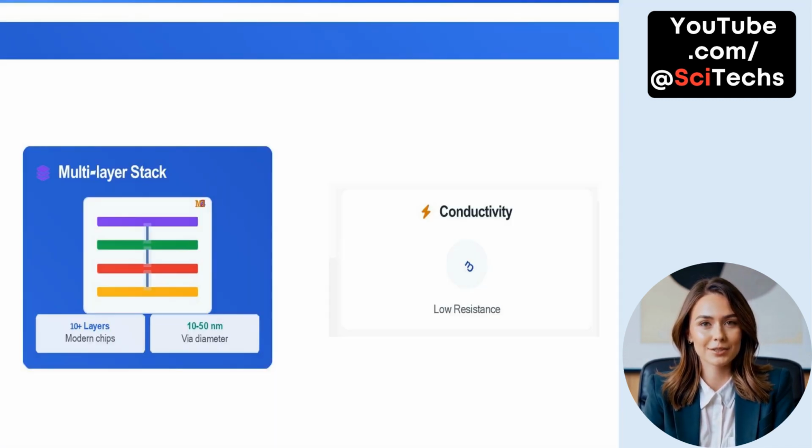Multi-layer stack and conductivity. Modern semiconductor chips rely heavily on multi-layer metal stacks to form complex interconnections. These stacks often include more than 10 layers, each serving a specific routing purpose to connect millions or billions of transistors. Vertical connections between these metal layers are made through vias, tiny cylindrical holes that allow electrical signals to pass between levels. As chip dimensions shrink, so do the vias. In advanced chips, via diameters typically range from 10 to 50 nanometers, requiring high precision in patterning and deposition techniques.